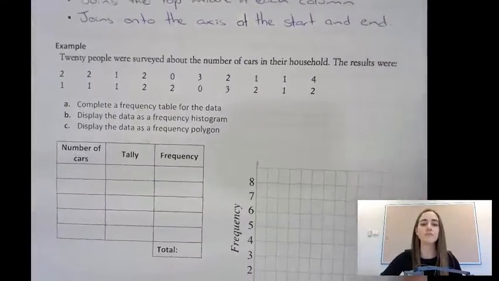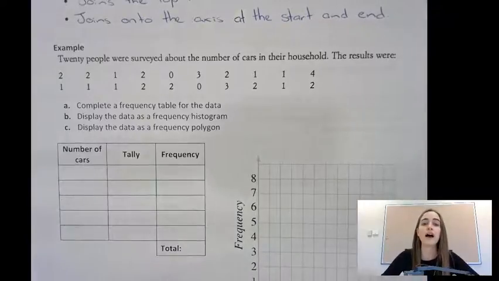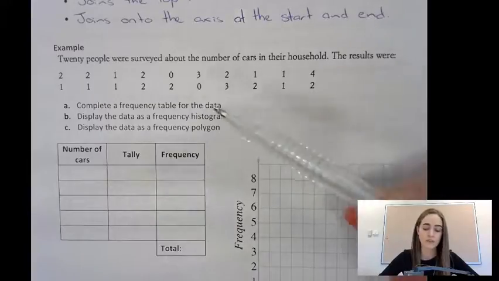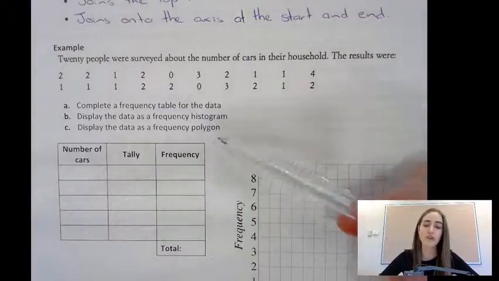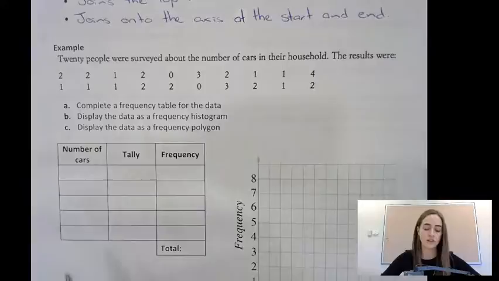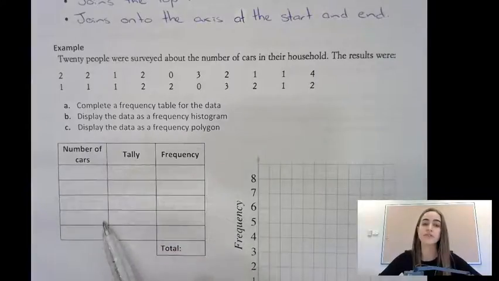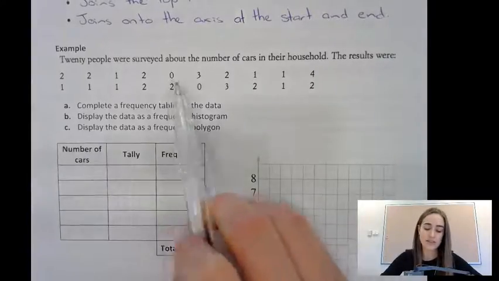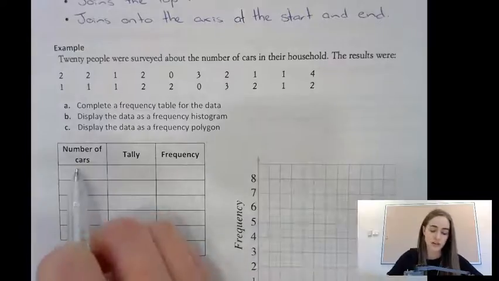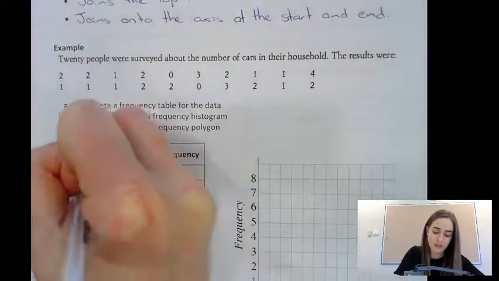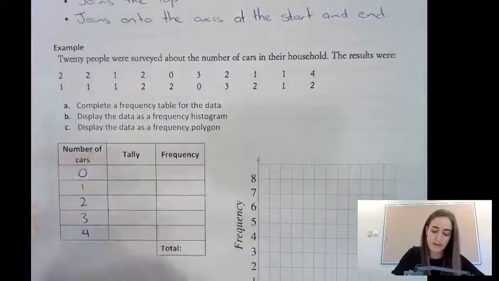So in our example, it says 20 people were surveyed about the number of cars in their household, and the results are shown below. We're asked to complete a frequency table, then a histogram, and then a polygon. So in our table, we need to know the number of cars. So the smallest number of cars is 0 and the highest is 4. So our numbers down the side here are going to go 0, 1, 2, 3, and 4.